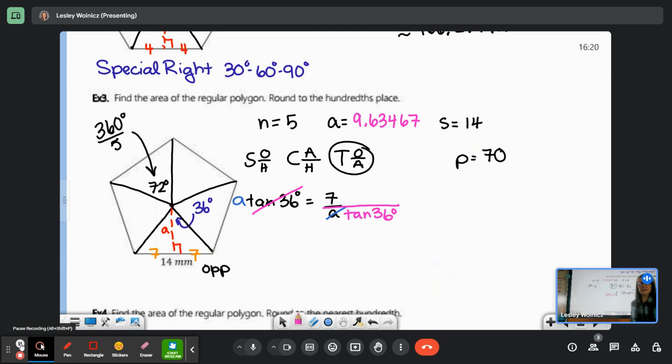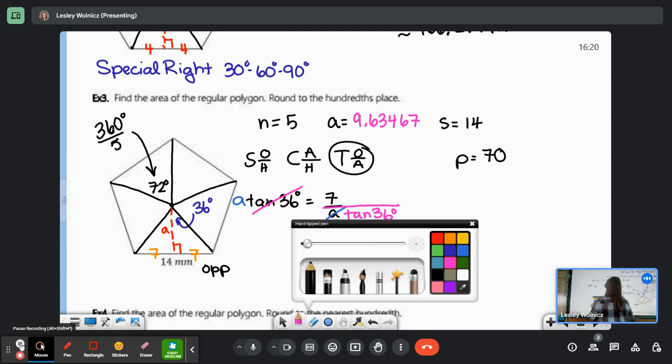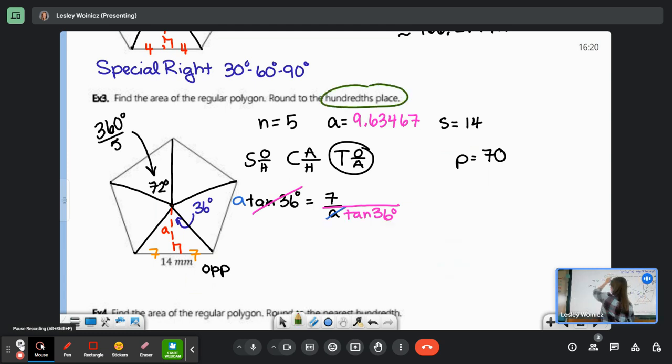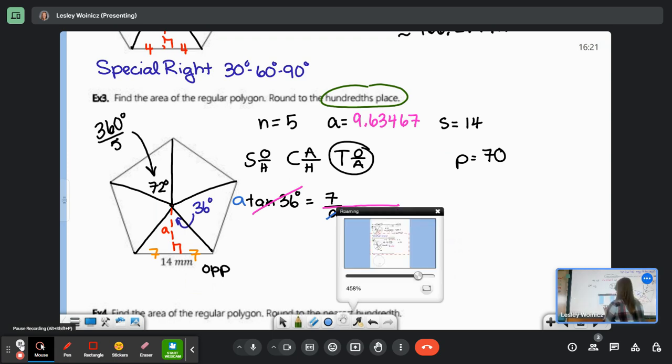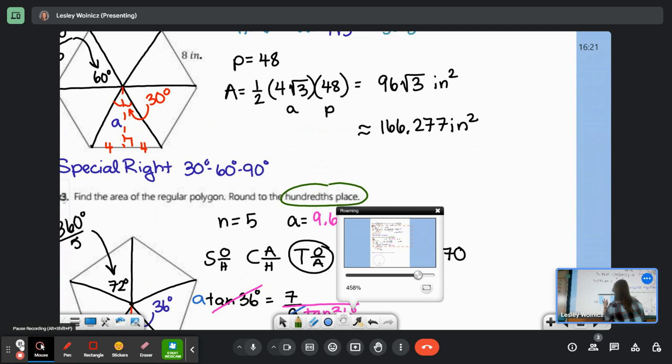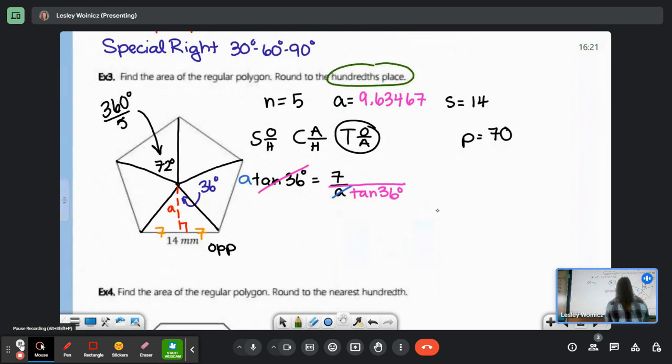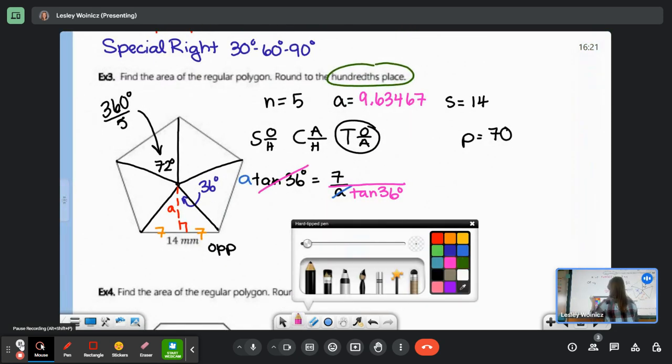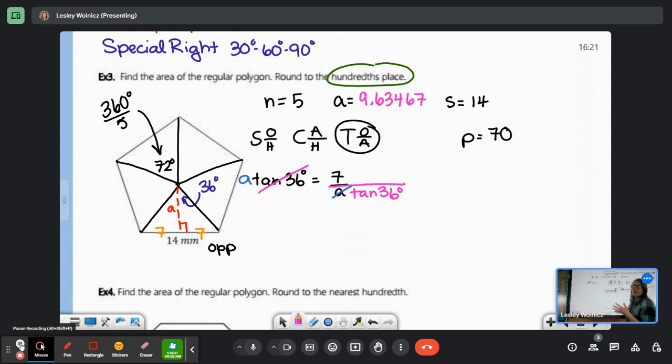Okay, now here's the deal. If my directions are telling me to round to the hundredths or thousandths place, that doesn't mean in the middle of my problem. What happens is if I don't give myself enough decimal places, when I get to the multiplying part, my decimal starts moving to the right and I lose accuracy in my answer. Does that make sense? Okay. So if they're asking you to round to the hundredths or thousandths, we want at least 4 or 5 decimal places.